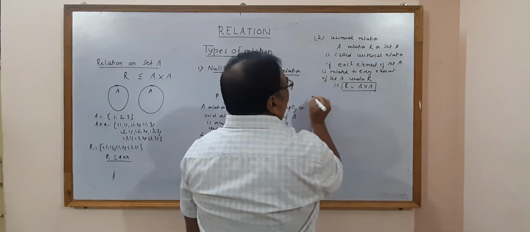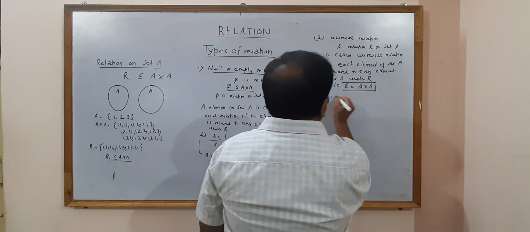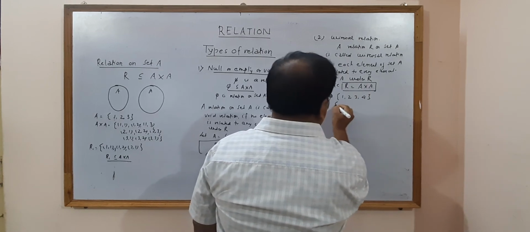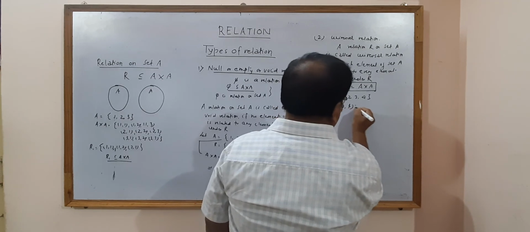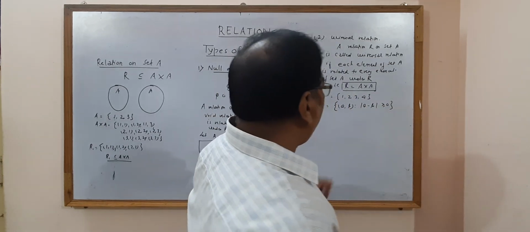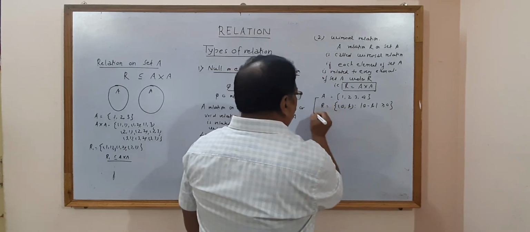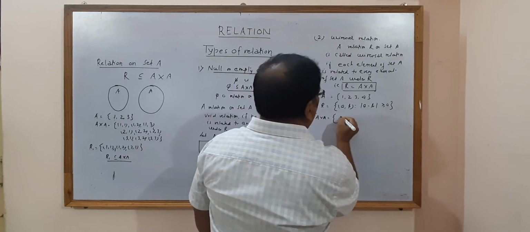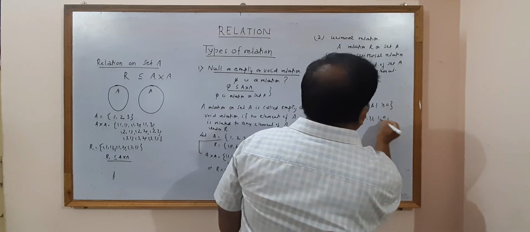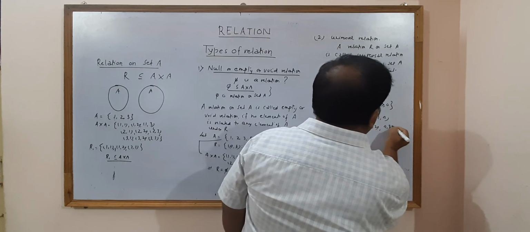Suppose A is equal to {1, 2, 3, 4}, and R is the set of all ordered pairs (a, b) of A such that modulus of a minus b is greater than or equal to 0. So in this, what are we getting? A cross A is equal to again (1,1), (1,2), (1,3), (1,4), and it will go on this way up to (4,1), (4,2), (4,3), (4,4).